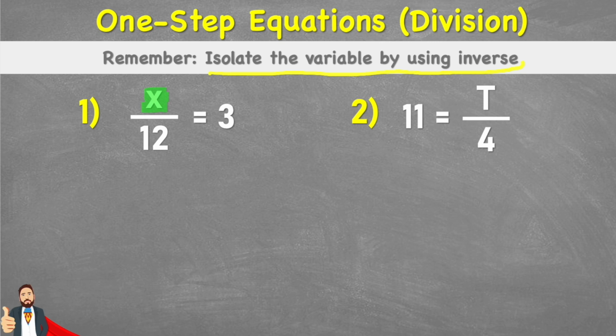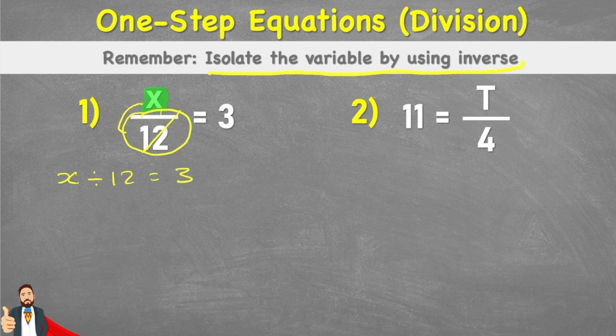But as we can see with this first one, which reads x divided by 12 equals 3, the x is connected to this divide by 12. So if we want to get this x on its own, we need to get rid of this divide by 12. And the only way to get rid of this divide by 12 is to use the inverse to cancel it out. So let's rewrite the question, and it should read x divided by 12 equals 3.